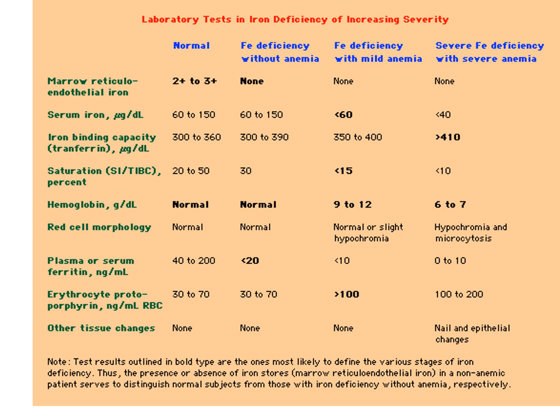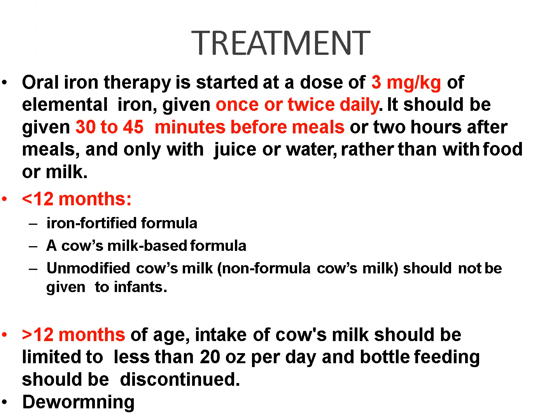This chart is showing different laboratory tests in iron deficiency anemia of increasing severity. The mainstay of treatment of iron deficiency anemia is oral iron therapy. It should be given in a dose of 3 mg per kg of elemental iron, given once or twice daily. It should be given 30 to 45 minutes before meals or 2 hours after meals, and only with juice or water rather than with food or milk.